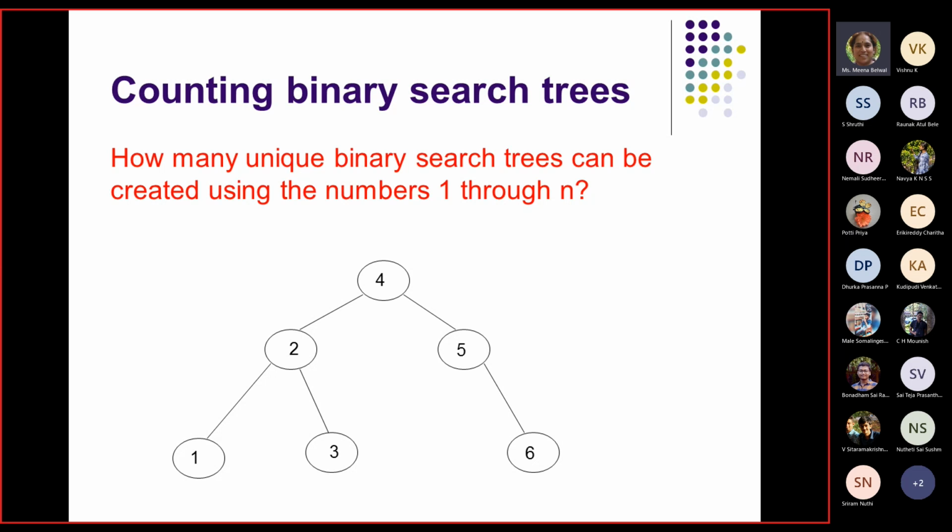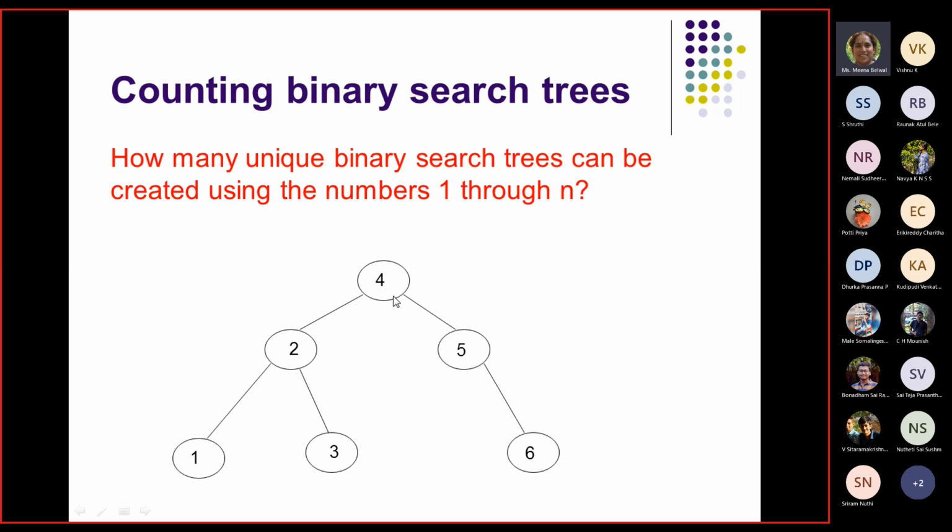You know what a binary search tree is, right? It has a condition that anything lesser than the node value will go towards the left, and the value which is more than the node will go towards the right. The question is how many unique binary search trees can be created using the numbers 1 through n. For example, 1 to 6 here. How many unique binary search trees can we make?